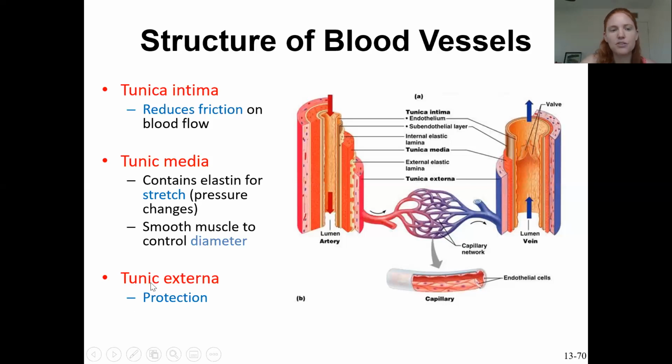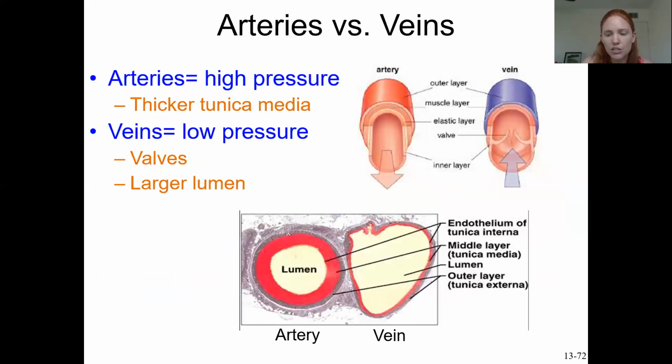Okay, and then we have the tunica externa, and the tunica externa is going to be on the very, very outside, and this is just a layer for protection, protecting the outside of the blood vessel. Okay, so the arteries and the veins both have those three tunics, those three layers. Now let's look into how they're different.